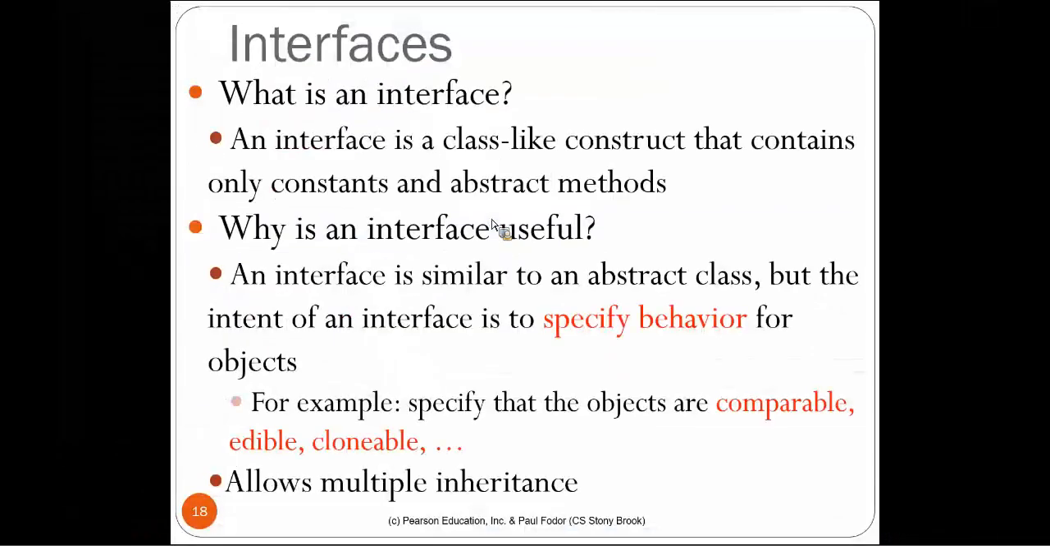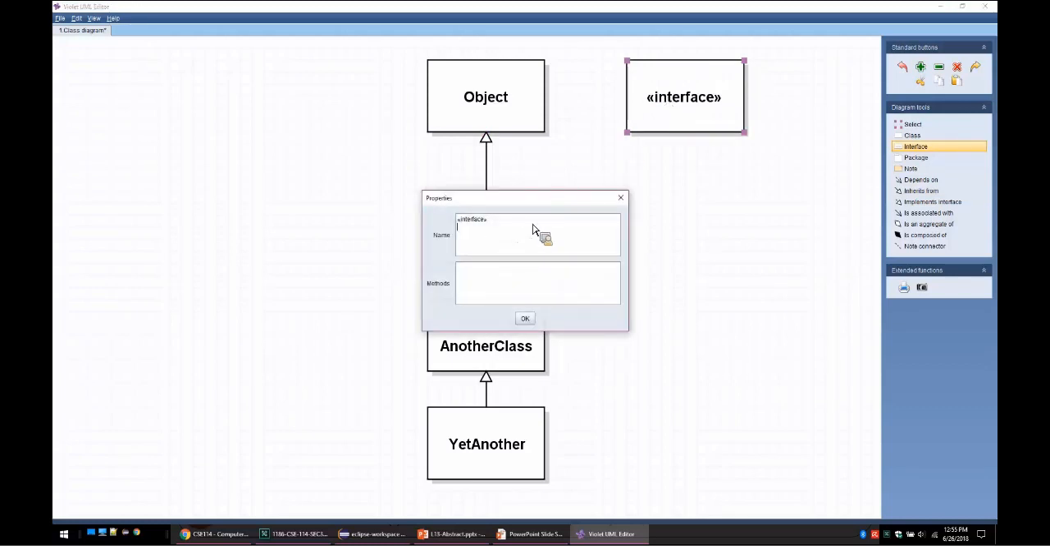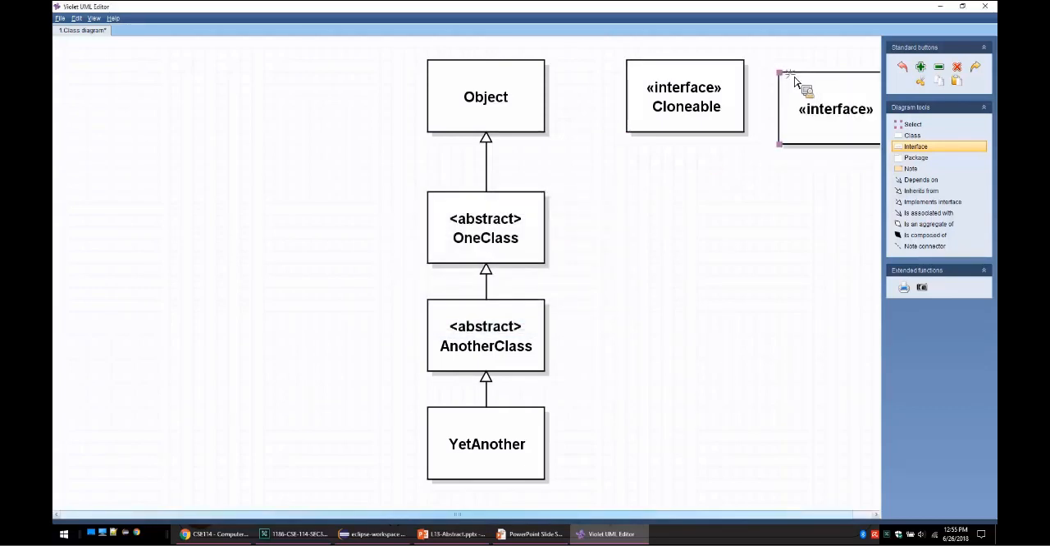So in that case, can we create classes that implement multiple behaviors? For instance, that our current class is comparable with other classes, is clonable, and so on. An interface allows us to do that. We can have a single superclass, like we had in our hierarchy here, but our subclasses may implement multiple interfaces. An interface is a class-like construct. It starts with the keyword interface, and we can define multiple interfaces. We can have an interface Clonable, an interface Comparable, and so on.